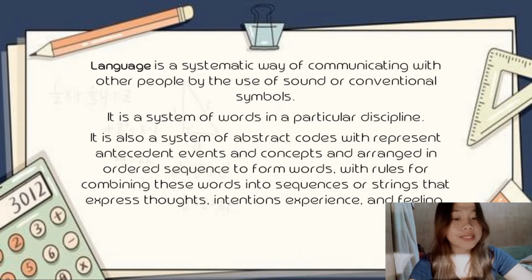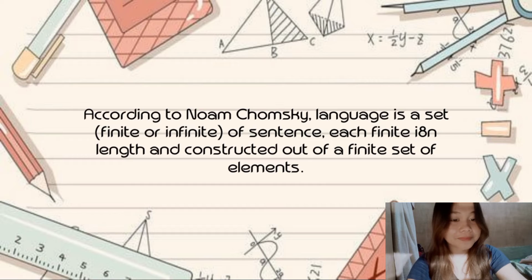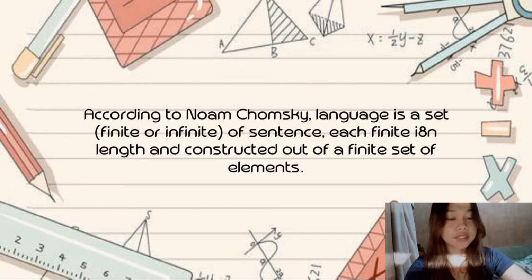It is also a system of abstract codes which represent antecedents, events, and concepts, arranged in ordered sequence to form words, with rules for combining these words into a sequence of strings that expresses thoughts, intentions, experiences, and feelings. According to Noam Chomsky, language is a set of finite or infinite sentences, each finite in length and constructed out of a finite set of elements.